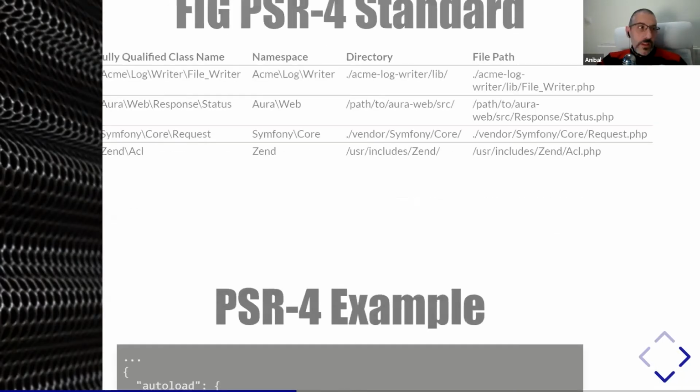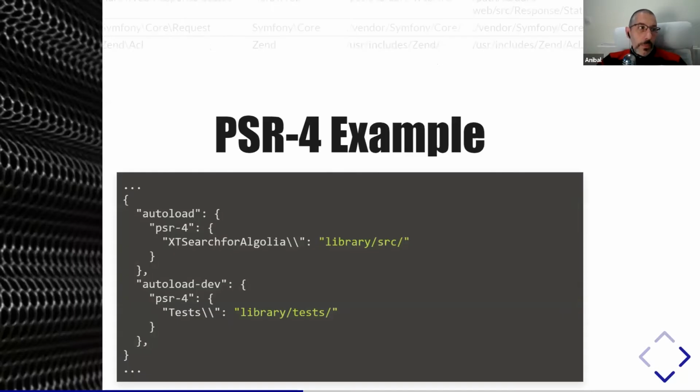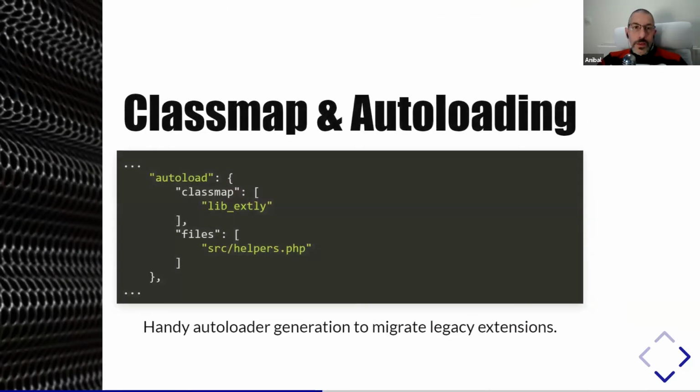For example, this is how one of our extensions works. It defines where the code of the package is located and where the automated tests are defined. The idea is that in the final version of the extension, we only package the production code, and the tests are not distributed in the final package.